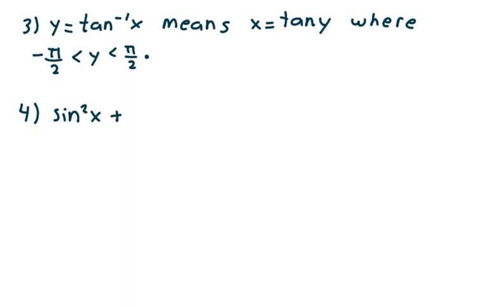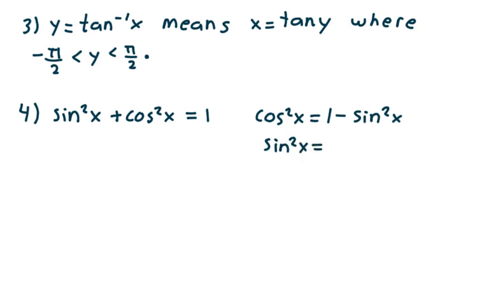Sine squared x plus cosine squared x is equal to 1. But we need to be able to view this in a few different ways. So in other words, if I see something like cosine squared x, we need to be able to view this as 1 minus sine squared x. And then they can switch places, right? So in other words, if I have sine squared x, we can write this as 1 minus cosine squared x, like so.